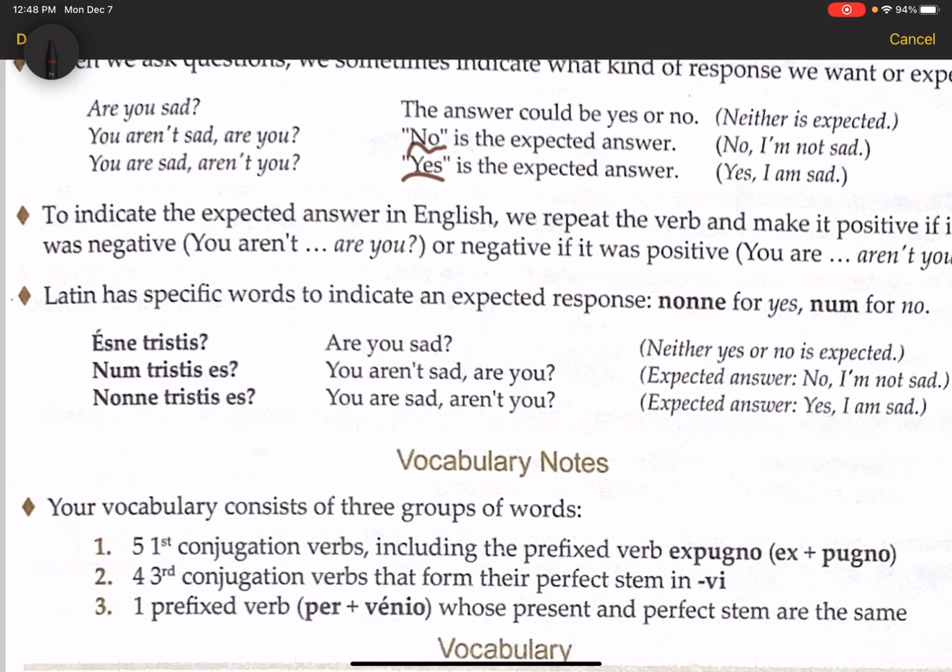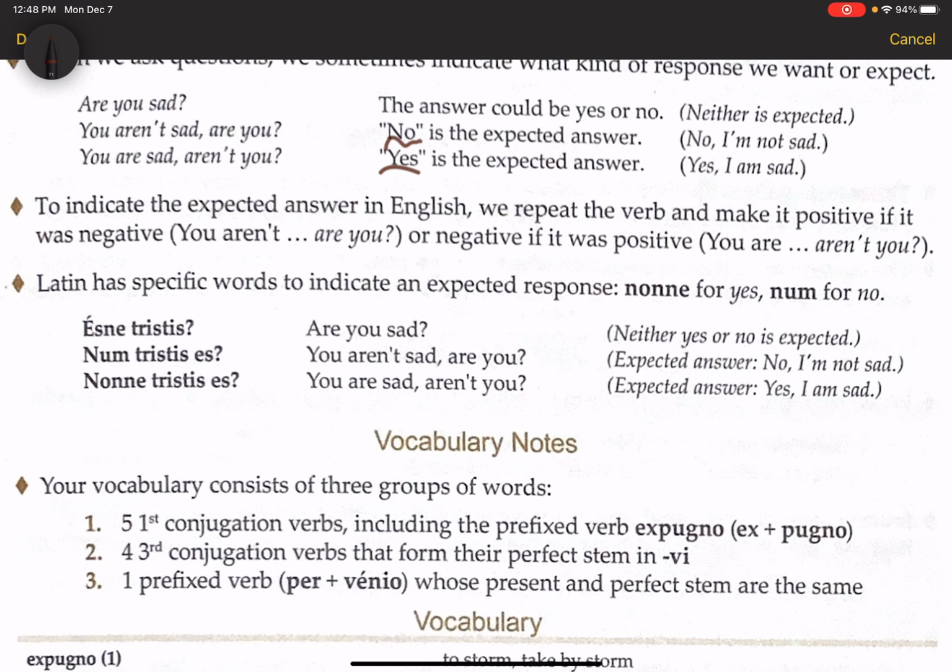The Latin has specific words to indicate expected responses. Nonne expects a yes answer, and num expects a no answer, so you should memorize those. So, for example, esne tristis means are you sad, when we don't expect yes or no. It could be either. But when we expect a no answer, we would say num tristis es, you aren't sad, are you? Or nonne tristis es, you're sad, aren't you? If we're expecting a yes answer.